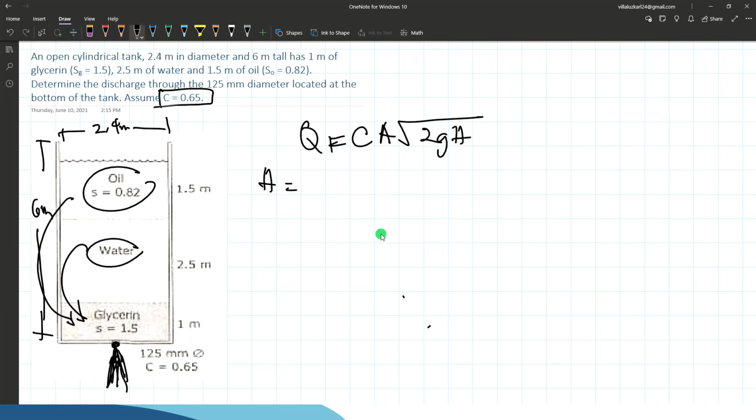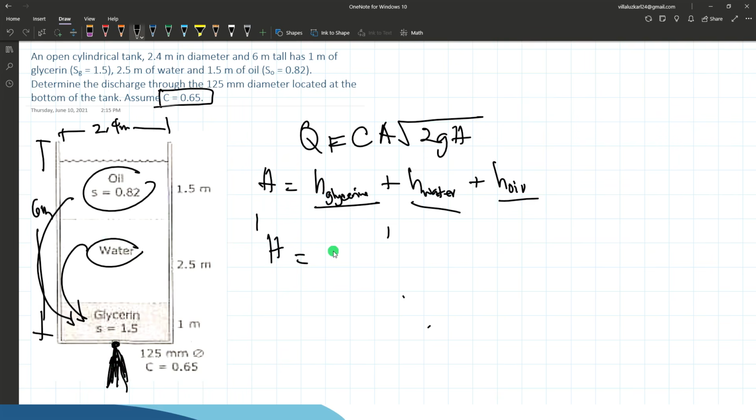Okay, so to determine the total head H, what we need are the head for the glycerin, head for the water, and head of oil. So again, we will convert the head of water and head of oil into glycerin, so that the head should be consistent with the type of liquid that we're using. So head of glycerin, automatic, we copy that, 1 meter. But for the head of water, we have 2.5.